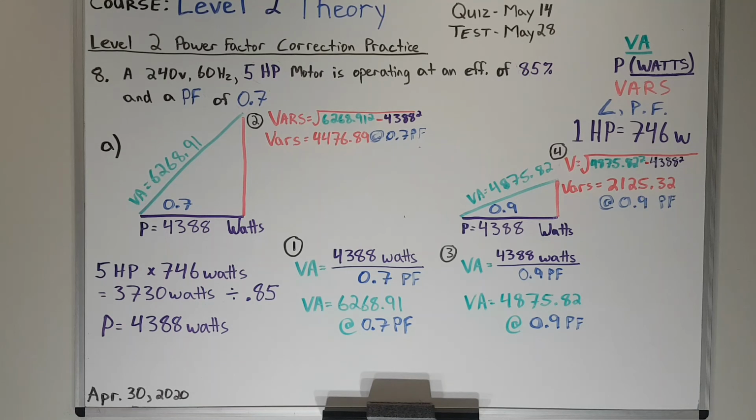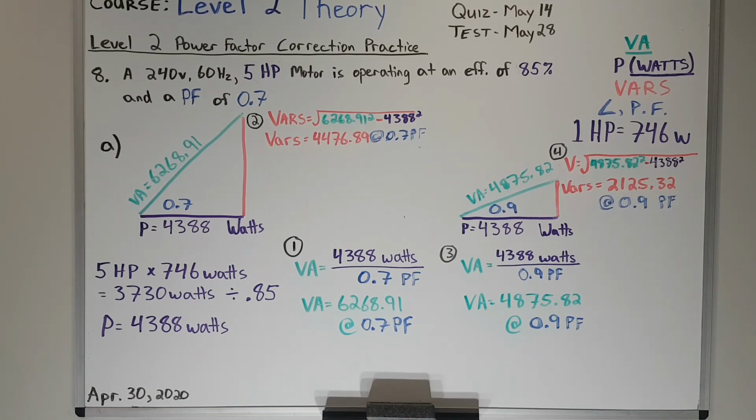Step four, calculate the VARs of the new triangle. So VA squared minus my wattage squared, square root it. So those VARs will be 2,125.32, and that's at 0.9 power factor. So now I have two completely built triangles. All the sides are calculated.